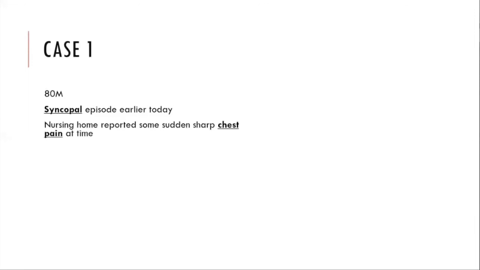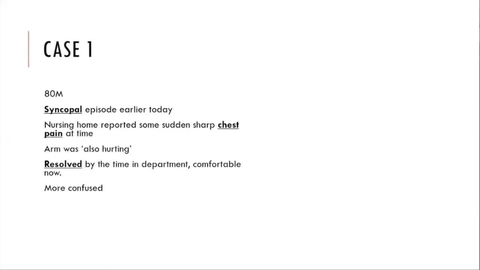he had some sudden onset sharp chest pain when he fainted earlier, and he'd been complaining that his arm was also hurting, quite non-specific. By the time the ambulance had brought him in to hospital, he was pain-free and really comfortable, just relaxing. But staff have said they think he's a little bit more confused. He has a background of dementia anyway, so it's quite hard to tell, but they think he's more confused.